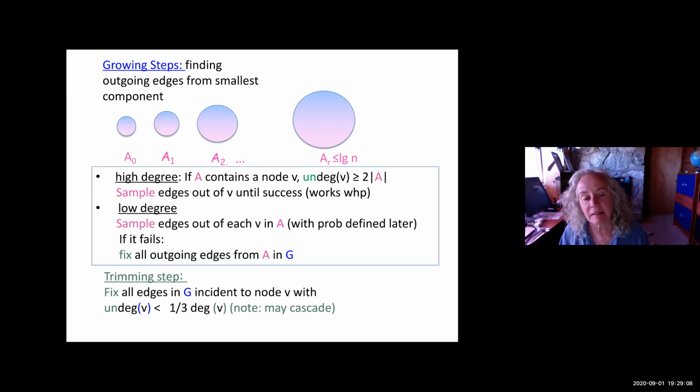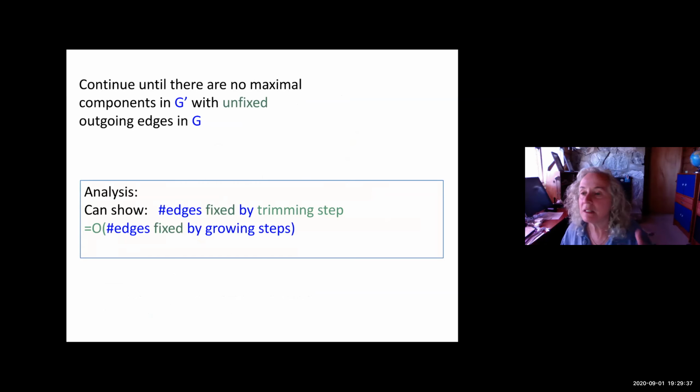The other case is low degree. That is, there is no node whose undegree is high, in which case we're going to sample edges out of each V in A in a way that I'll describe later. And if that fails, we're going to fix all the outgoing edges from A in G. So all the edges coming out of A will be assumed to be intercomponent edges, and we'll just add them to the cost. All right. And then we'll continue this. This is all we do. We continue this until there are no more unfixed outgoing edges in G.